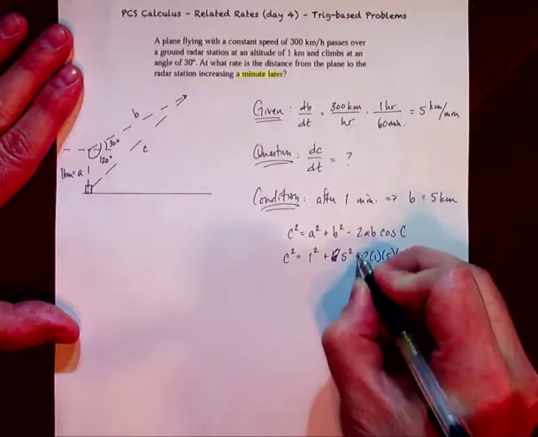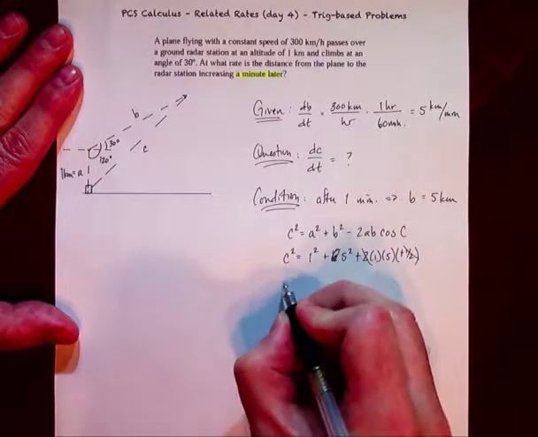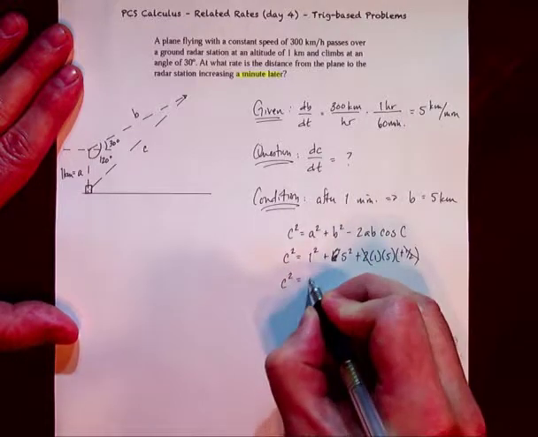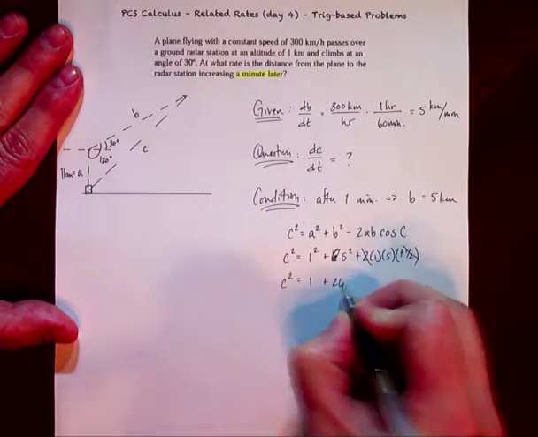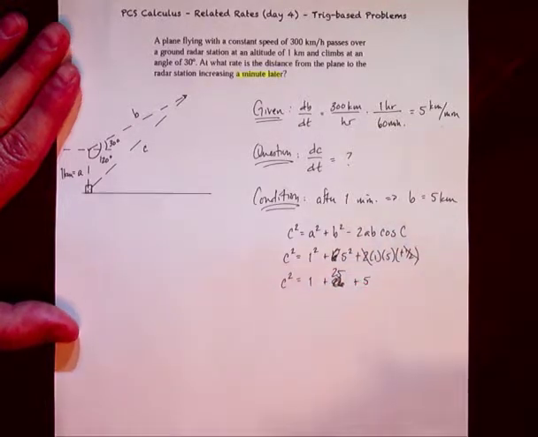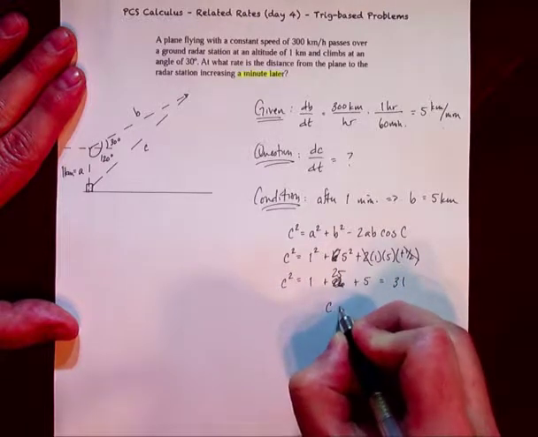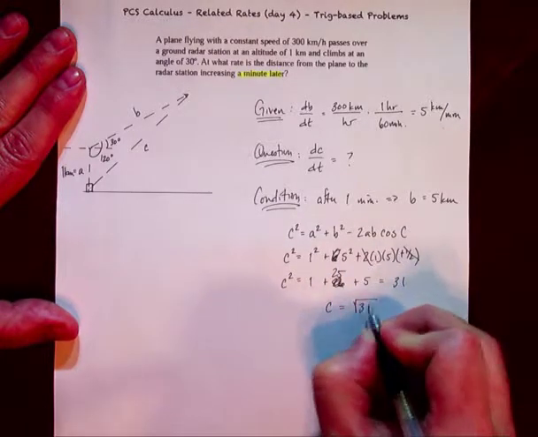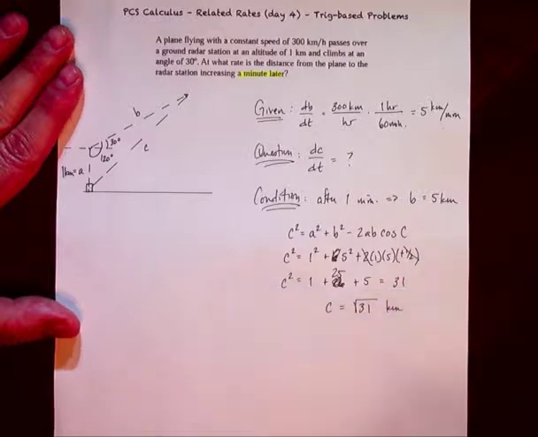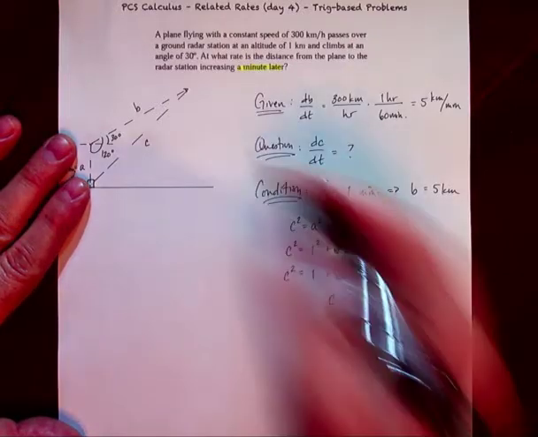Now the negative and the negative cancel out, the 1/2 and the 2 cancel out, and I'm left with C squared is equal to 1 plus 25, sorry, jumping the gun a little bit, 25 plus 1, or 31. So C is equal to the square root of 31 kilometers. And that's somewhere between 5 and 6 kilometers, right? Okay, so this was just getting your conditional information.